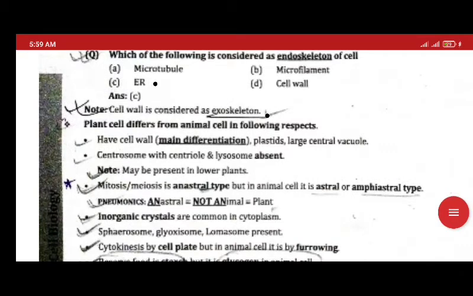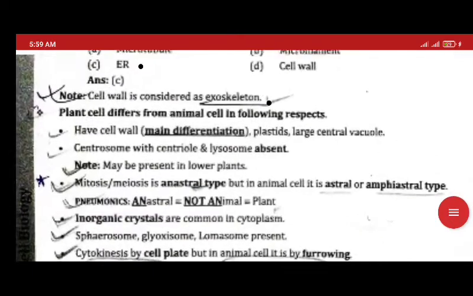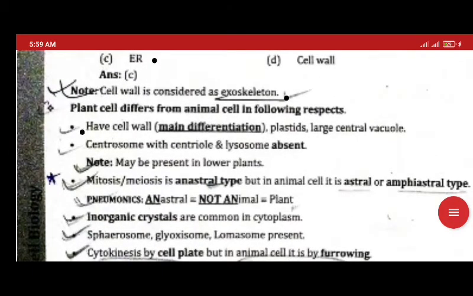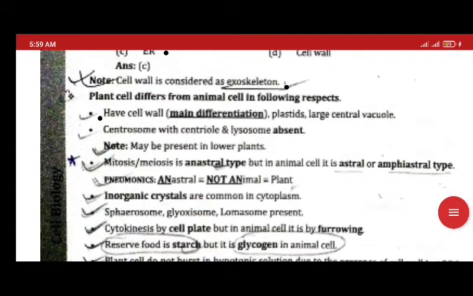Plant cell is different from animal cell. So what is present in plant and what is absent in plant, we should discuss. So plant contains cell wall. Plant has also plastids and a large central vacuole. So this is not found in animals. Also centrosome and centrioles with lysosomes are absent in plant.